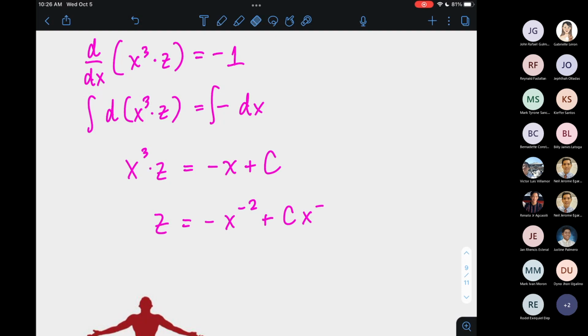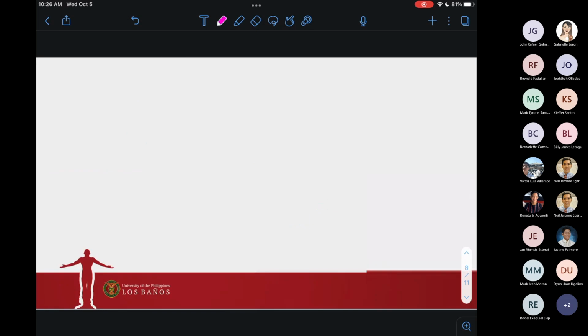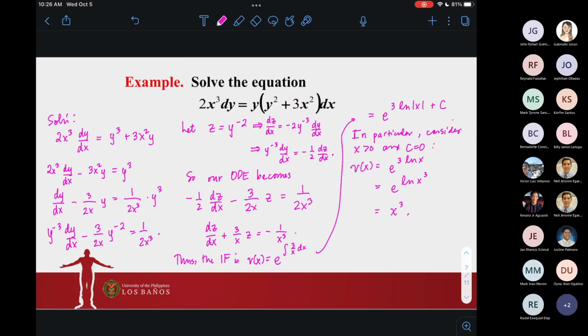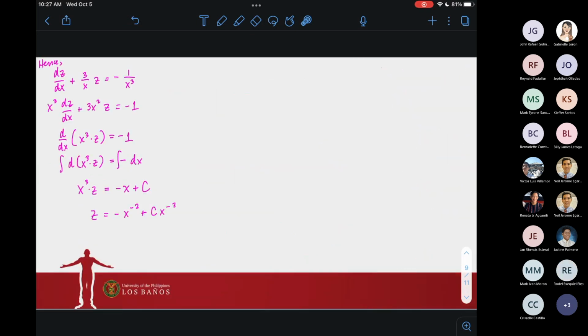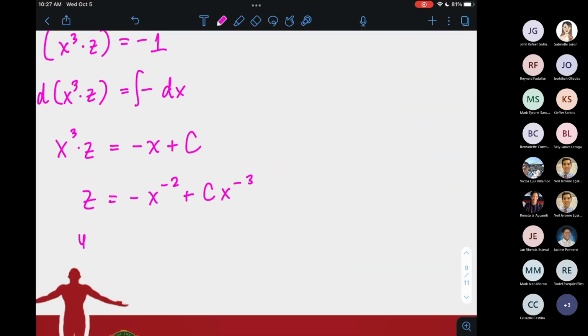Sorry, x to the -3. Then remember, z is y to the what? Oops, sorry. So z is y to the -2. So I'll go back to y. So y to the -2 equals negative x to the -2 plus cx to the -3.